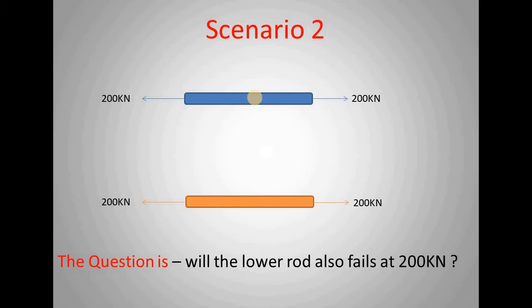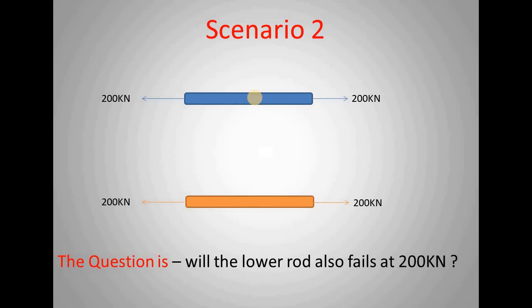Let's say the first rod is made of alloy and the second rod is made of, let's say, plastic, and we are applying a force of 200 kilonewton on both of these members. Now the question is, which one do you think is going to fail first? That is, if we apply a force of 200 kilonewton on the alloy member and a force of 200 kilonewton on the plastic member.